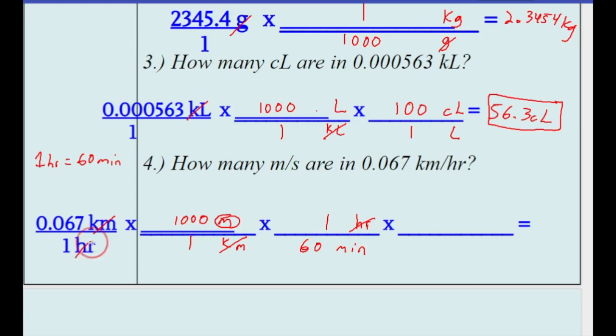Now our hours have disappeared and we're left with minutes, but we need to end in seconds. So luckily, we know that 1 minute is equivalent to 60 seconds. So we have minutes on the bottom here, means minutes on top. 1 minute, 60 seconds. Minutes cancel out, we're just left with seconds. So now we have the units we need, meters over seconds. All we have to do is just multiply our way through, and we find out that our answer should be right around 0.0186 meters per second.